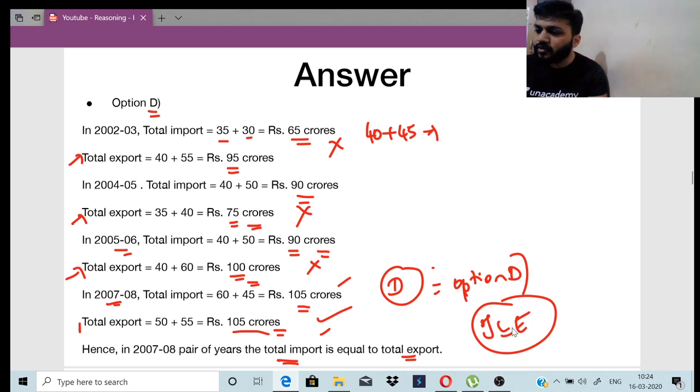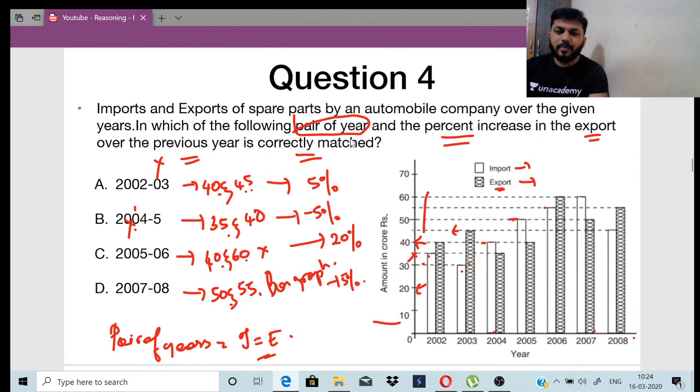Hello Shashank, but question is asked how increase over previous year. Yes, yes, SK, question is asked how increase it's over previous year, but they have mentioned the pair of years here, right? Correctly matched. Okay, दोनों का correct match हुआ है. So we are going by the option D. Or else you guys are right.